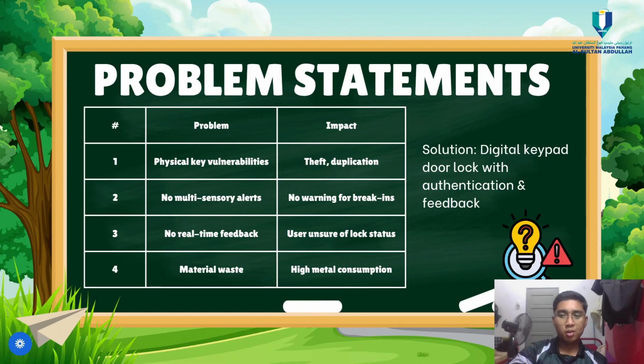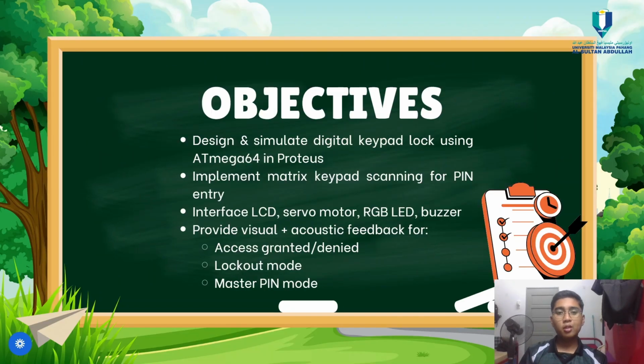So here is our problem statement. First, we have identified 4 main problems with conventional mechanical locks. First, physical keys can be lost, stolen, or duplicated. Second, there are no multi-sensory alerts, so you won't know if someone is trying to break in. Number 3, no real-time feedback, so the user doesn't know if the door is locked or unlocked. And fourth, manufacturing physical keys creates material waste and high metal consumption. For the solution, our digital keypad door lock solves all these problems by replacing physical keys with a secure PIN code.